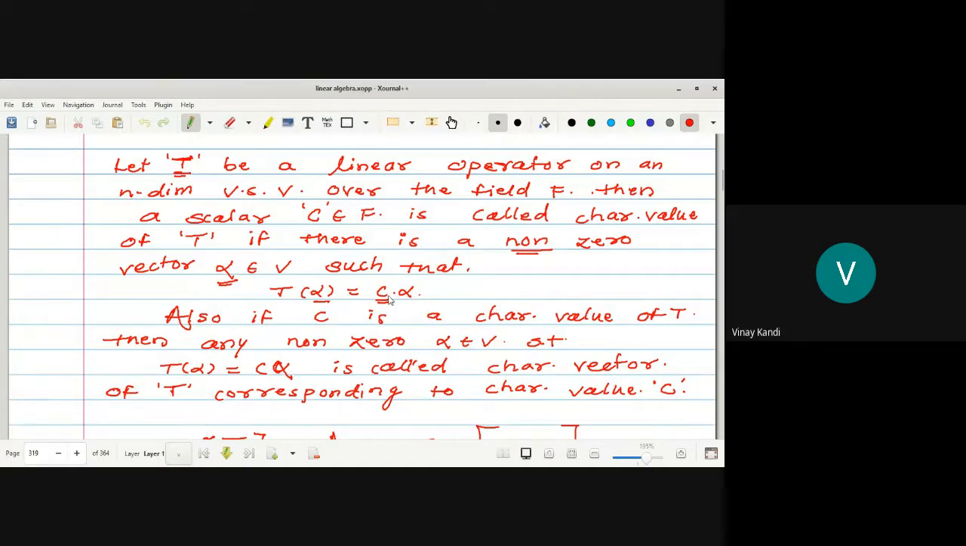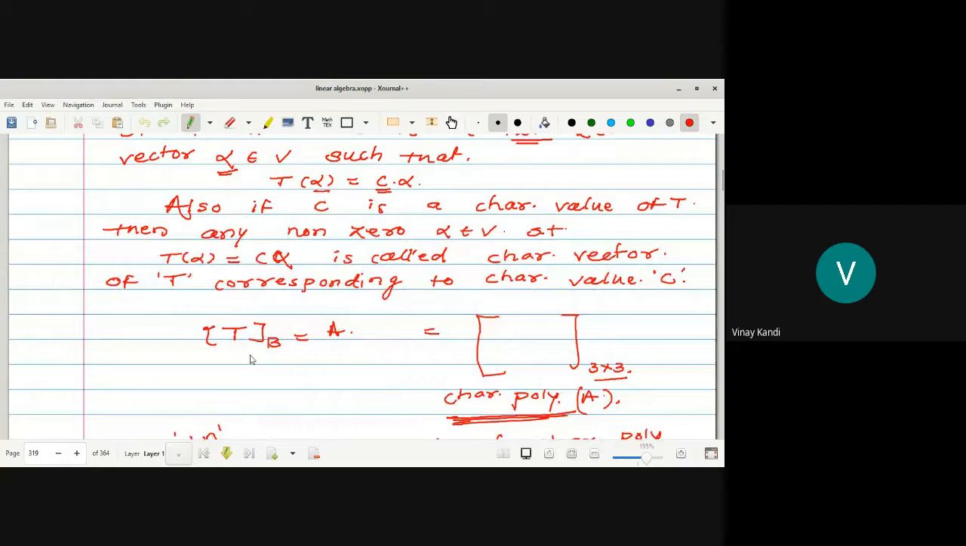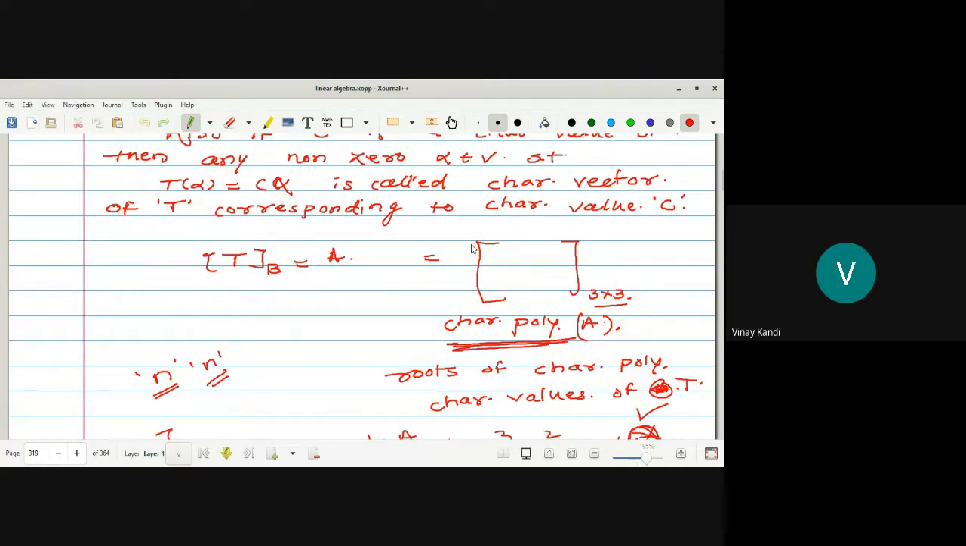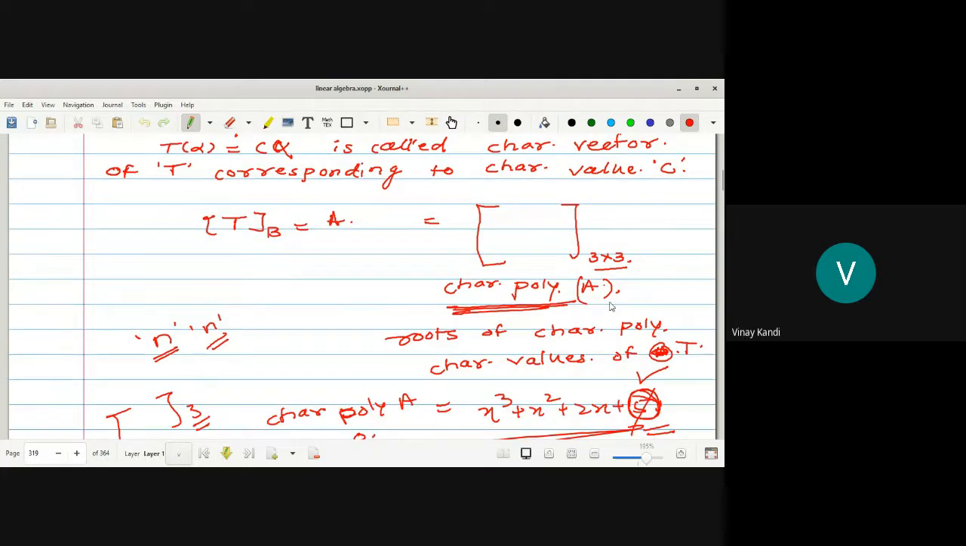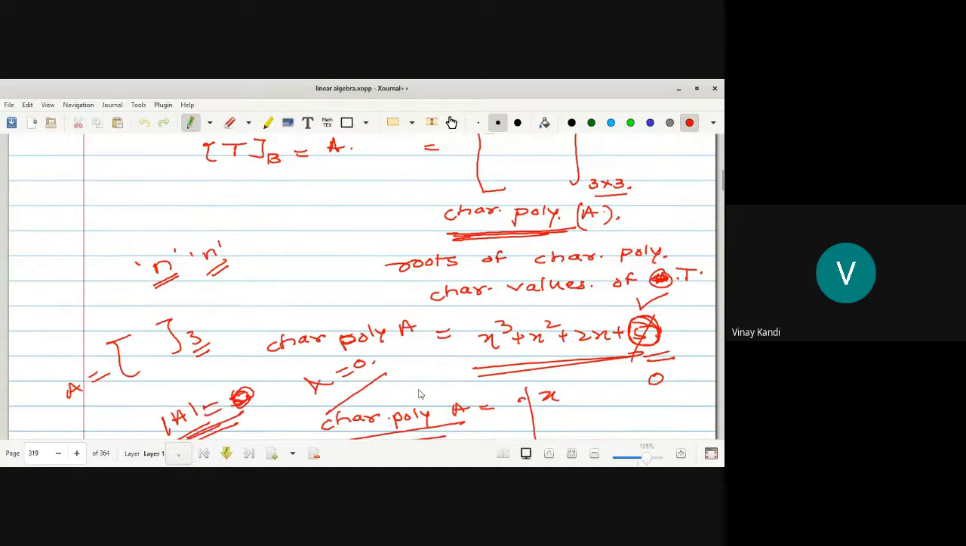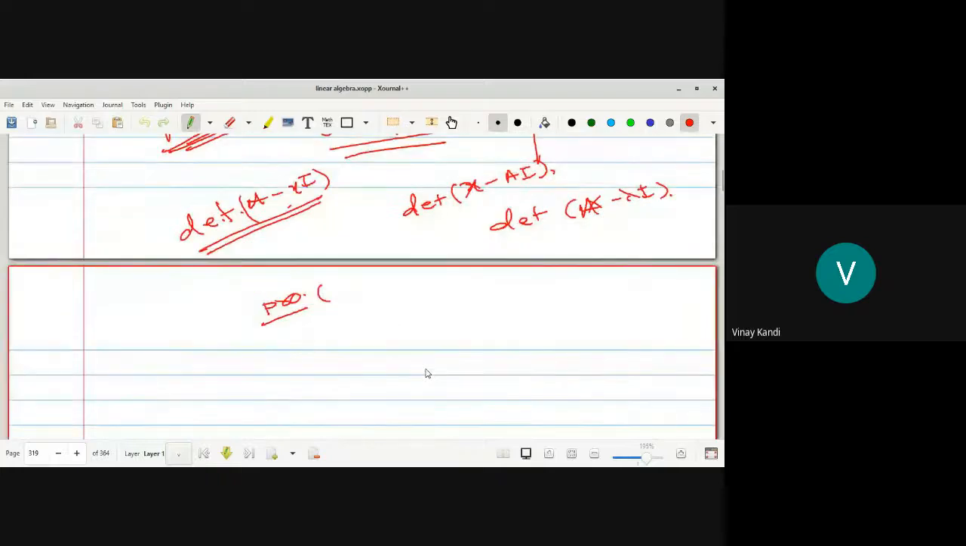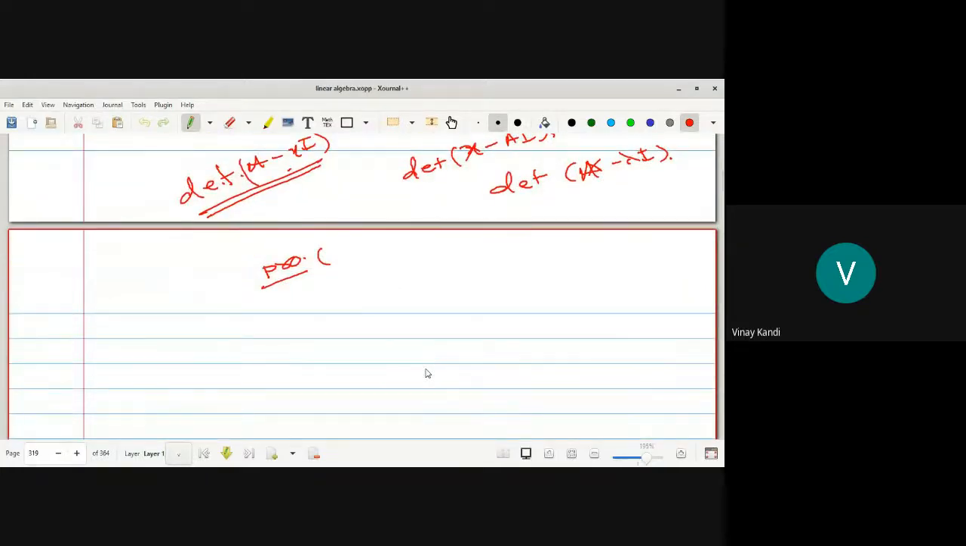So look here. If A is the matrix of T with respect to the standard ordered basis beta, then finding the roots of the characteristic polynomial gives the characteristic values. If the dimension of the vector space is 3, then we get a matrix of order 3 cross 3. Then how many roots are there for the characteristic polynomial? 3 roots, and those 3 roots are nothing but our characteristic values. This we saw in the previous lecture. So today we will discuss some more concepts.